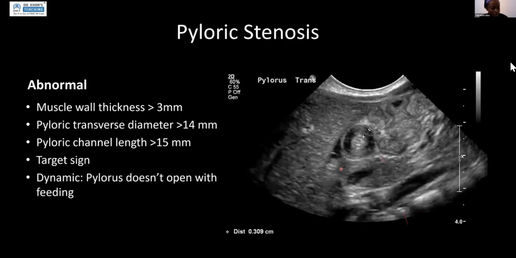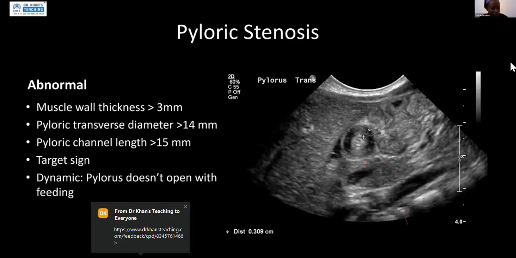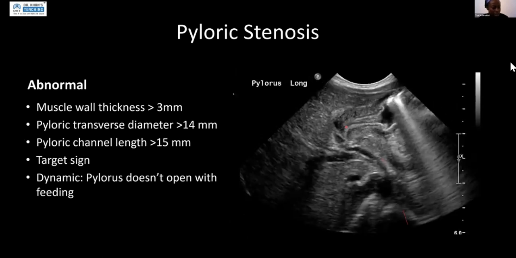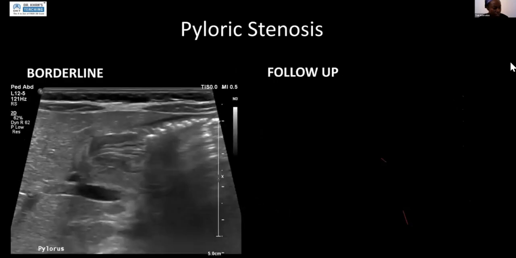And then on the rounded view, on the transverse view, I don't tend to measure the wall on a TS view. I tend to measure it just in the LS view, but you can still see that the muscle is more than 3 millimeters. So I just want to think I've got a video somewhere.